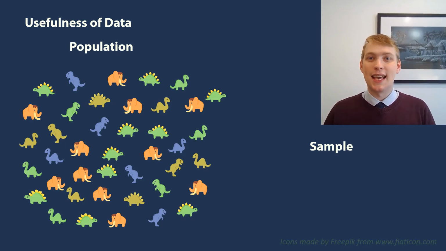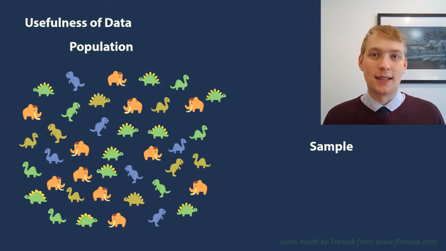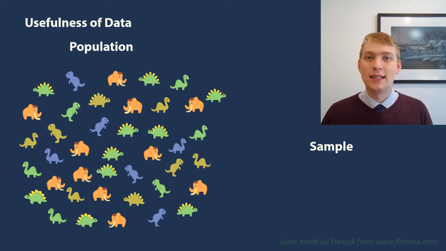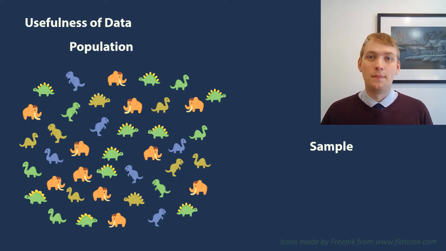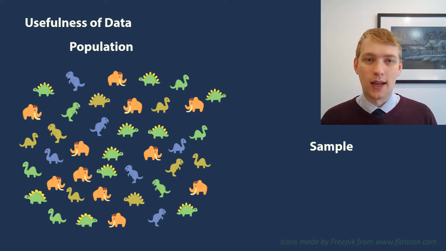So population is everyone that you are making the assumption of. Let's say you're wanting to see what proportion of people in New South Wales drive as opposed to walk places. That's the population, New South Wales. The sample are the people you actually survey, because it's very hard to actually survey everyone in New South Wales.